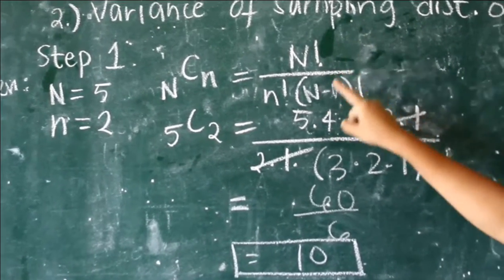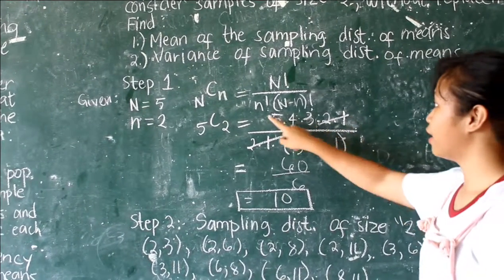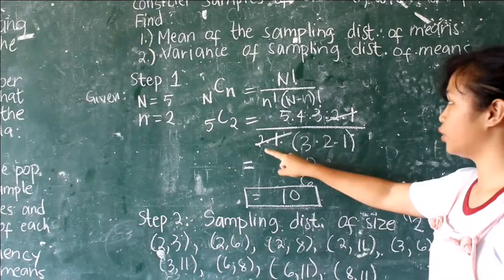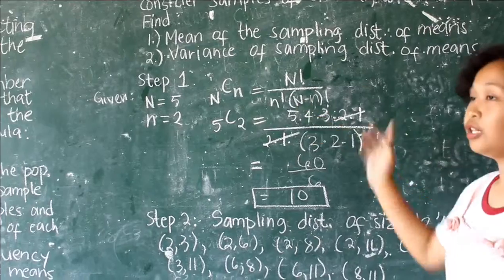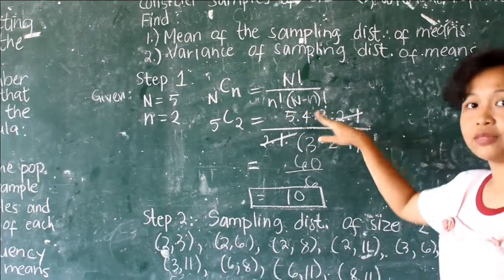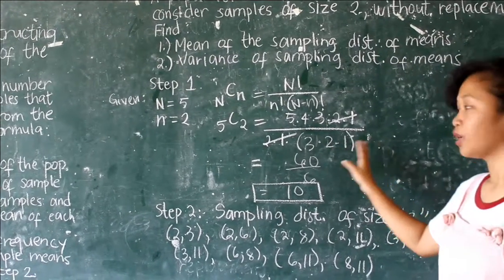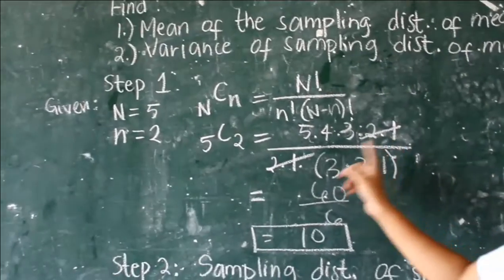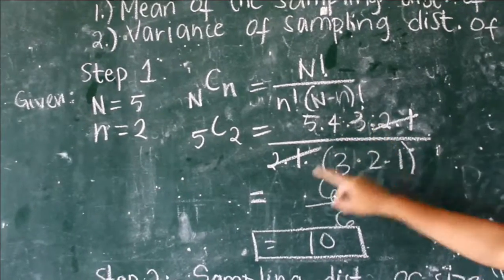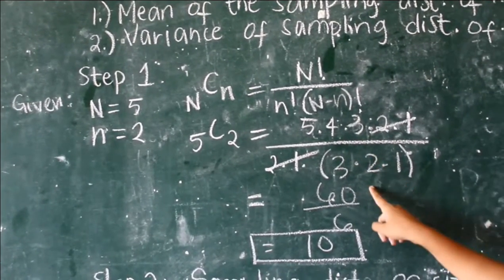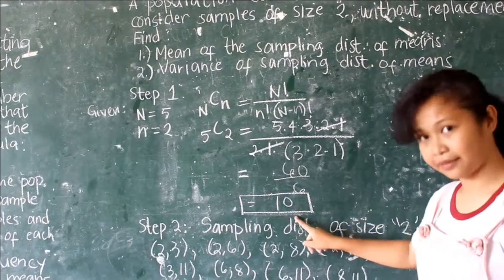So 5 factorial is equal to 5 times 4 times 3 times 2 times 1. Our sample size is 2, so 2 factorial is equal to 2 times 1. The population size minus the sample size is equal to 3, so 3 factorial is 3 times 2 times 1. We cancel the same values. So we now have 5 times 4 times 3 equals 60, and 3 times 2 times 1 is equal to 6. So 60 divided by 6 is equal to 10.